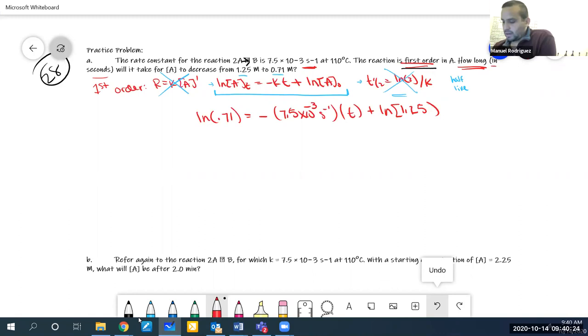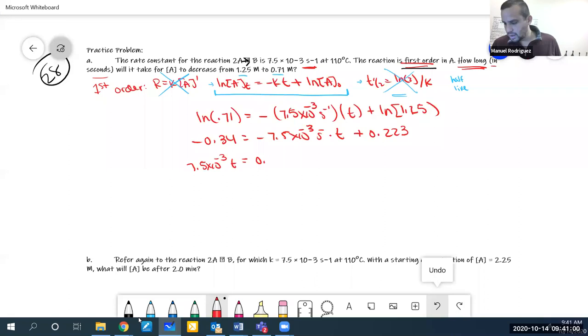So then we'll have to start solving. The natural log of 0.71 is negative 0.34, equals negative 7.5 times 10 to the negative 3 t. And then the natural log of 1.25, we add 0.223. So I can move things to the side. So I can do 7.5 times 10 to the negative 3 t equals 0.223 plus 0.34.